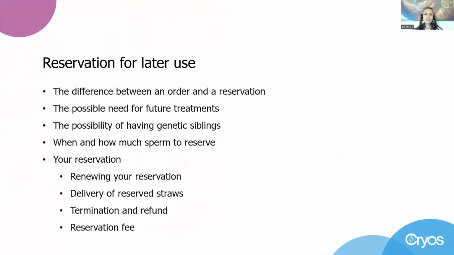Now, I would like to talk a little bit about reserving straws for later use. At Cryos, you have the possibility to purchase and store sperm in a reservation depot at our facilities. The procedure is the same as when you place a normal order. However, instead of choosing a shipping date, you choose a period you wish to have the sample stored for. At Cryos, we recommend reserving straws for later use. This way you avoid the stress of your preferred donor being sold out or being inactive. You should consider this if you're going to have future treatments, and especially if you are thinking of having genetic siblings.